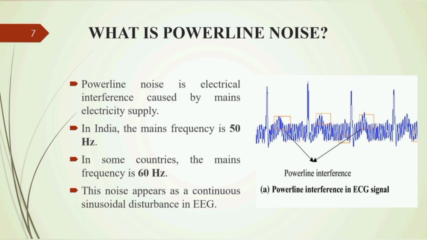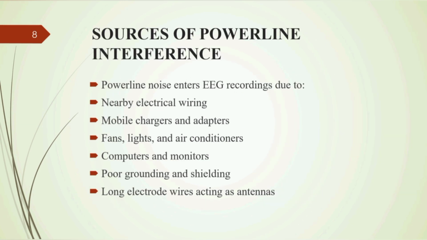Next, we are going to discuss powerline noise. What do we mean by powerline noise? Powerline noise is electrical interference caused by the mains electrical supply. In India, the mains frequency is 50 Hz, while in some countries it is 60 Hz. This noise appears as a continuous sinusoidal disturbance in EEG recordings.